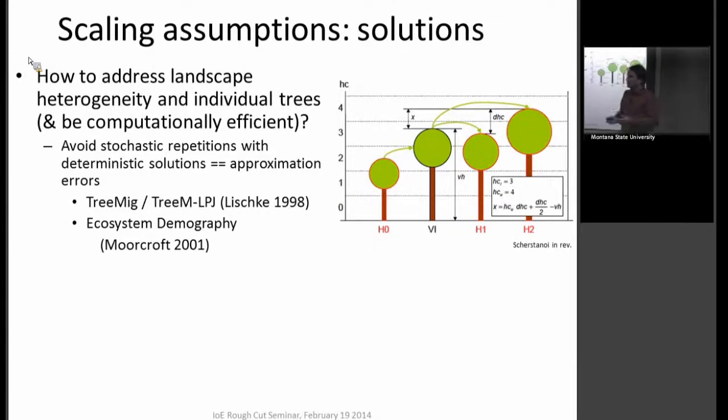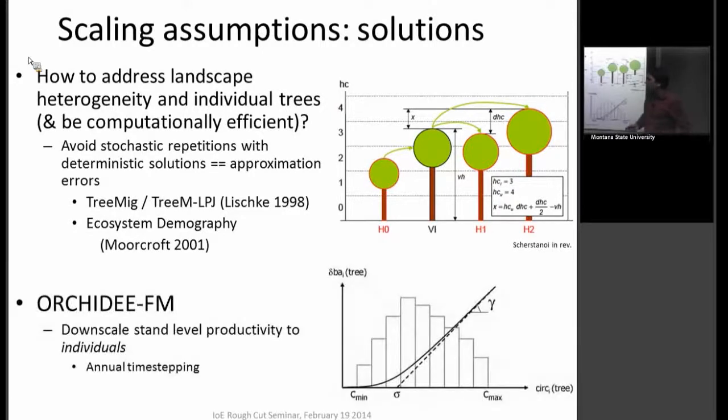And then a new approach with the ORCHIDEE model, this forest management FM, was developed to basically take the stand level productivity and downscale this to individual trees. And so this is a separate issue to the landscape heterogeneity issue. It's addressing the tree diameter and cohort issue. And what this does is it uses an empirical approach, described here by this sigma and gamma, to take your stand level biomass increment and then apply this to large and small trees. And the assumption is that the larger trees grow faster than smaller trees, and these two coefficients are fitted to forest inventory data. And what this means is that we can simulate at the half-hourly time scale for ORCHIDEE the stand level productivity, and then downscale this annually to a population of individual trees.